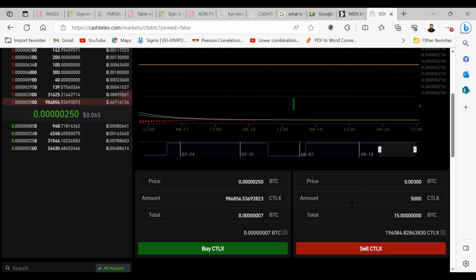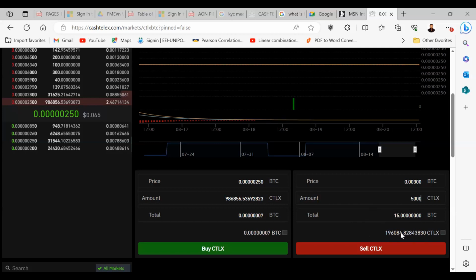Now automatically it has shown me how much BTC I'm going to get from this order that I've placed, which is 15.00 BTC. If I'm okay with that, but be very careful when you're selling. You can do the maths in your head: if I'm selling 5,000 and I have a balance of 106,000, then definitely it is a very correct order, no mistakes.